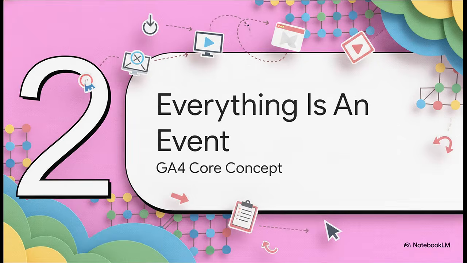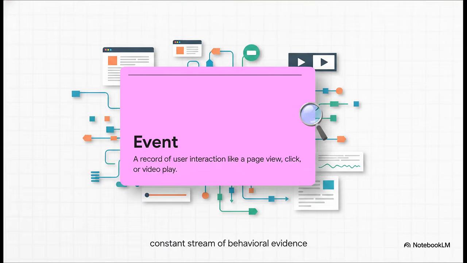Moving right along to Module 2, Everything is an Event. This concept is a massive paradigm shift in how analytics operates today. In GA4, absolutely everything a user does is recorded as an event. Whether they load a new page, click a button, hit play on your promo video, or even just scroll down, GA4 registers that interaction as a unique event. It's just this constant flowing stream of behavioral evidence.